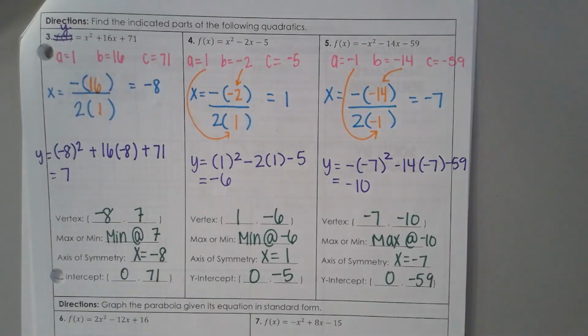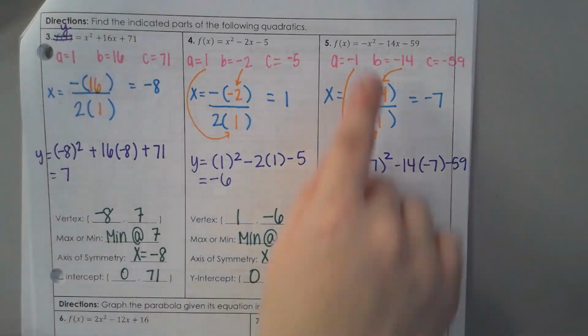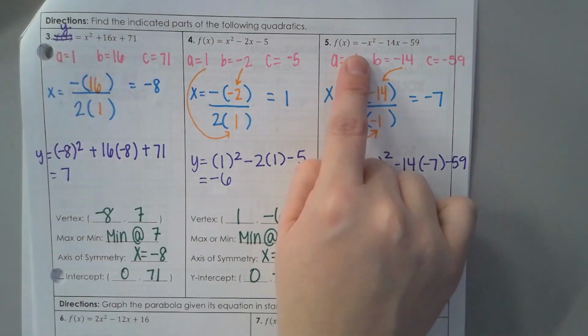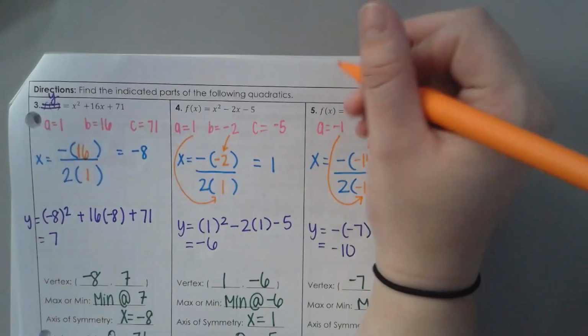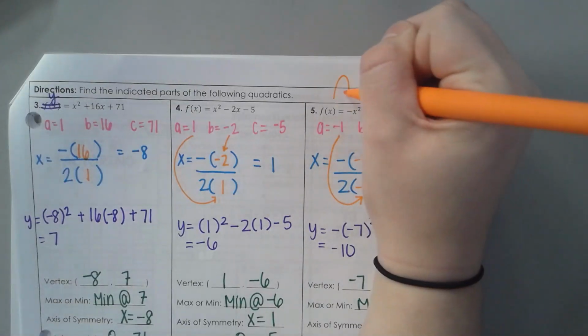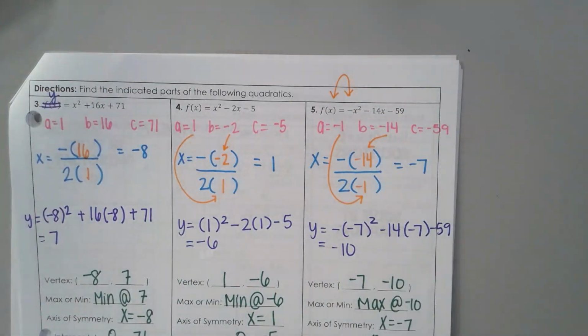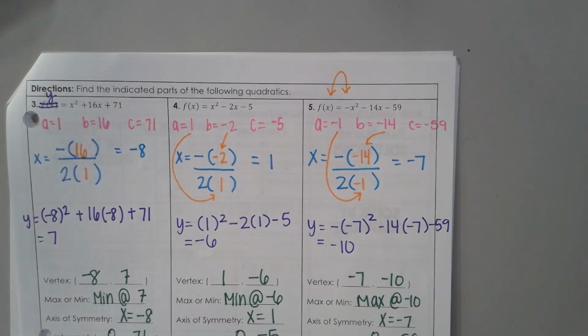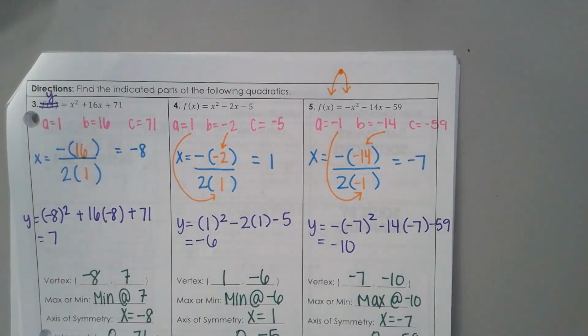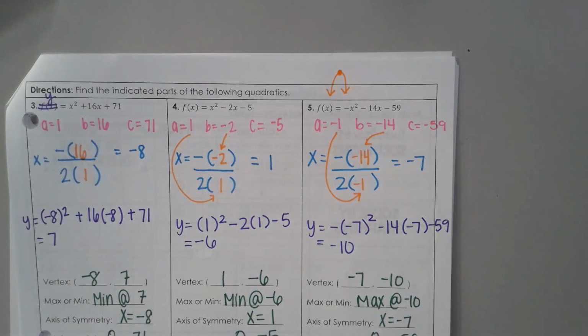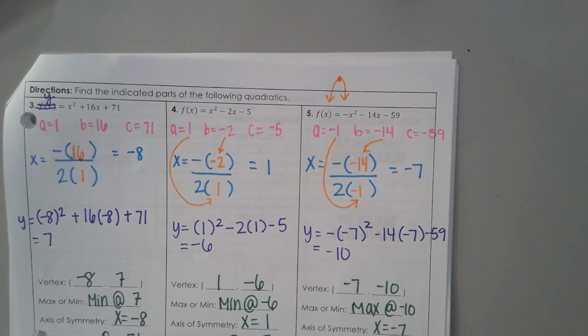Okay, and then because I have a negative in the front, that means that my parabola points down like this. When you have a negative in the front, it points down. So the vertex is at the top, making it a maximum. So much for me to remember. It is a lot to remember, but you'll have your notes.